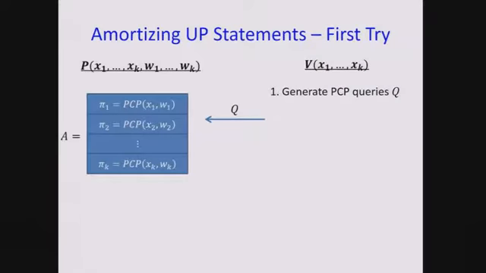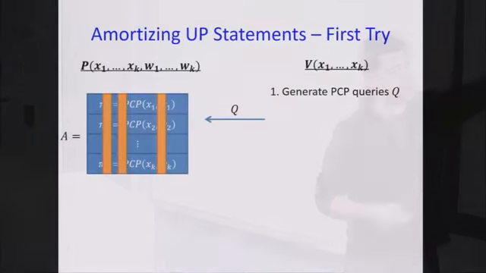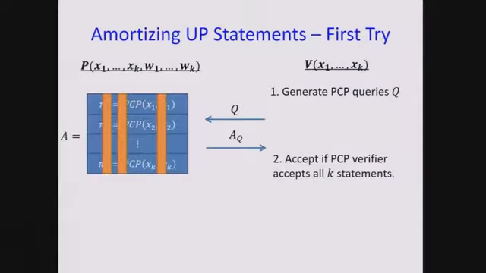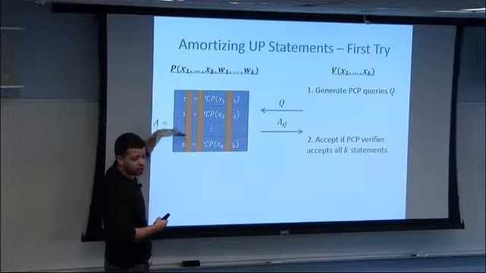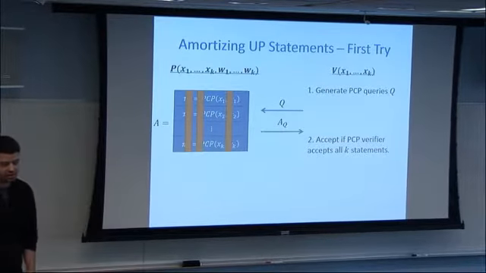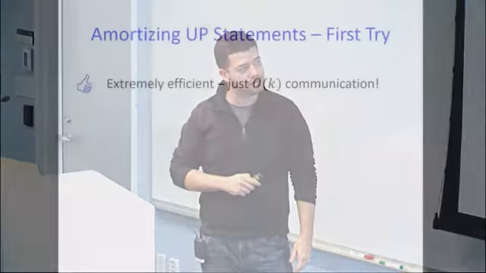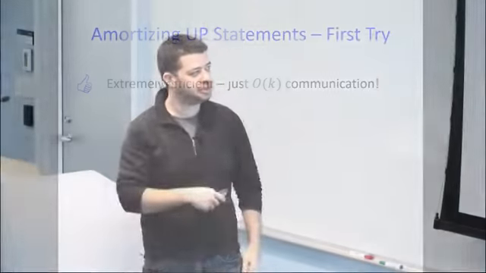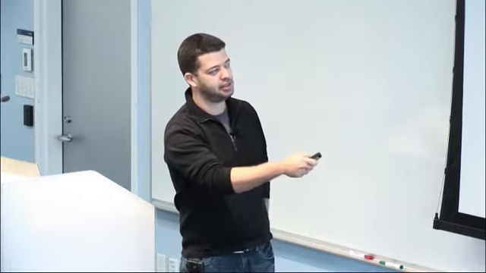It sends the queries over to the prover. These queries specify columns of this matrix. And the prover just sends back the matrix restricted to these columns, so A sub q. Now the verifier checks that the k PCP verifiers accept all of these answers. OK, very simple protocol. One thing is that it's really, really efficient. The communication is just something like order k, and the queries maybe log m or something. So it's really efficient. But this is a first try, so it can't quite work.